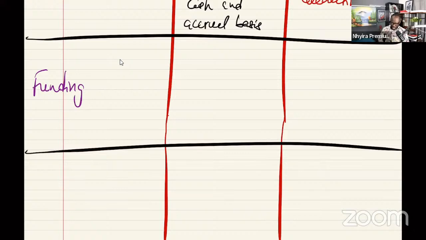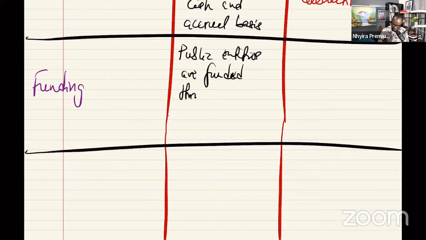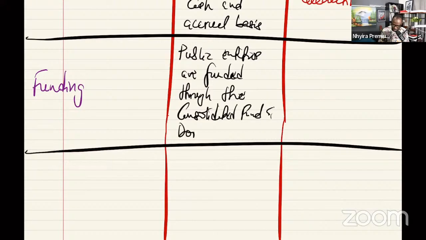So if I get you right, yes, I get a point. Let me see if I can crystallize it, to see if that is what you are saying. When it comes to funding, the public entities are funded through the consolidated fund and donor partners. Something like that, right?